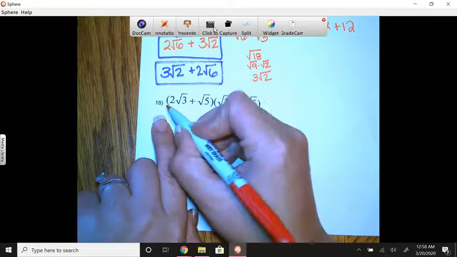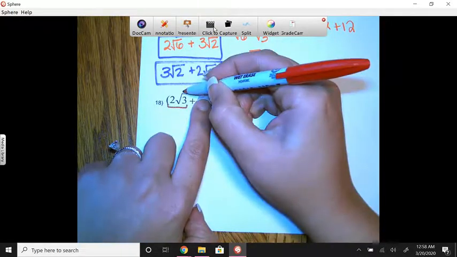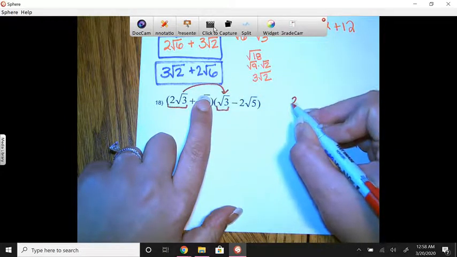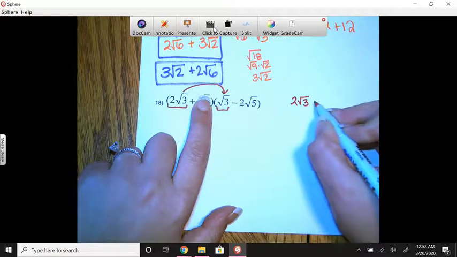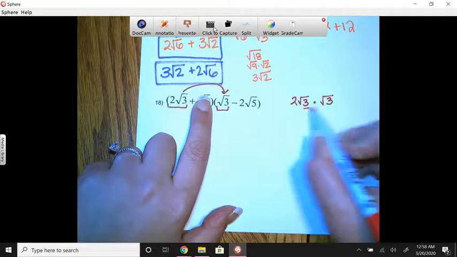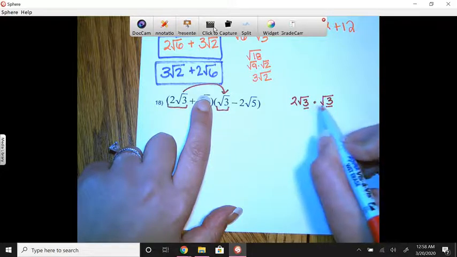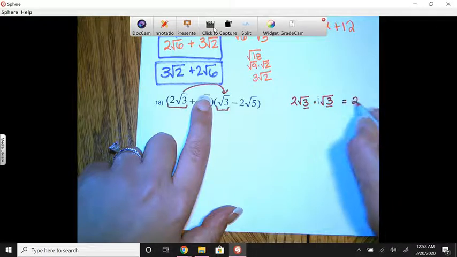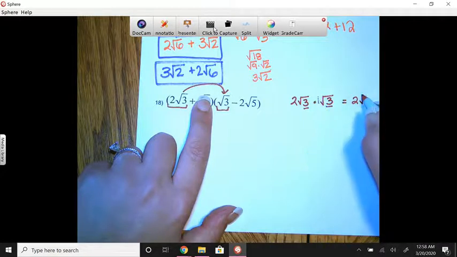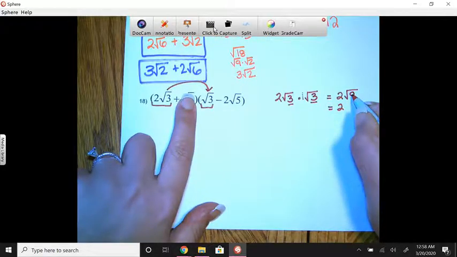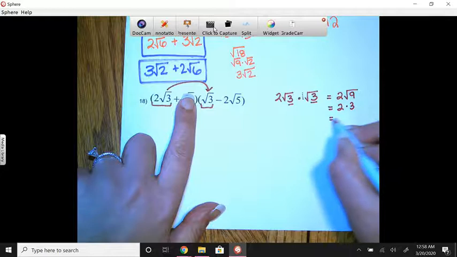So I'm going to start with the first one, and I'm going to multiply it to the first term here. So if it helps you write it out, we have 2 rad 3 times rad 3. So when we do that, we're multiplying. These don't have to be the same. They just happen to be here. So we'd have 2 times, there's no number here, so there's like a 1. So 2 times 1 is 2, and then square root of 3 times square root of 3 is 9. And then the square root of 9 is 3. So we would get 6.